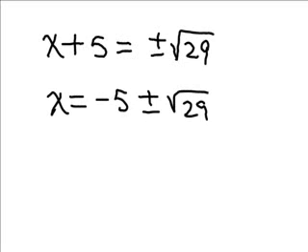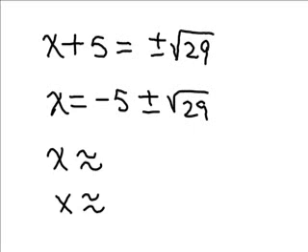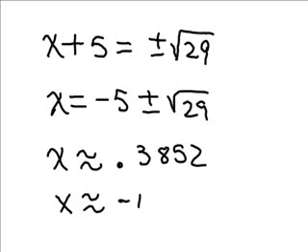And if you want to, you can go ahead and get an approximation using your calculator. -5 plus the square root of 29 gives me 0.3852. And x equal to -5 minus the square root of 29 gives me -10.3852.